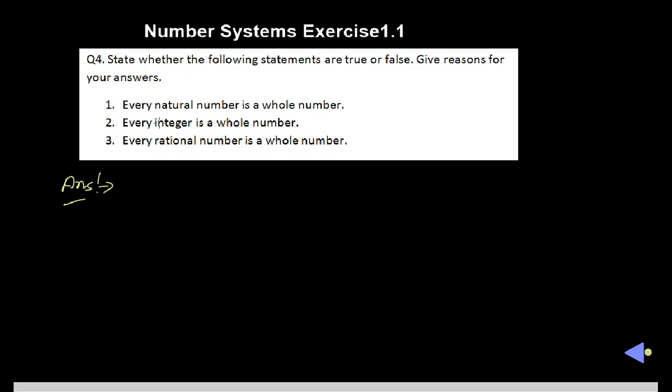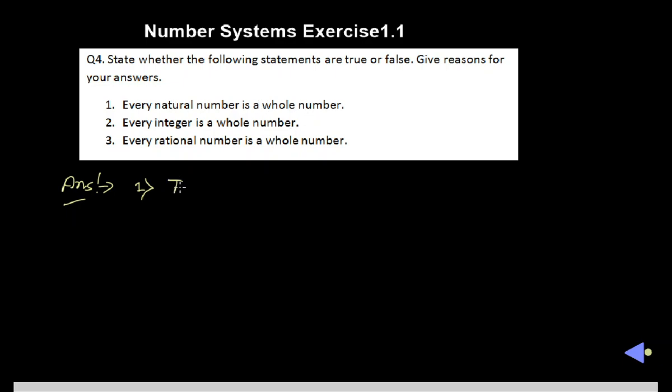It is a very simple, objective question: state whether the following statements are true or false, and give reasons for your answer. We have to mention whether it is true or false and give a reason behind the answer. Number one: every natural number is a whole number.